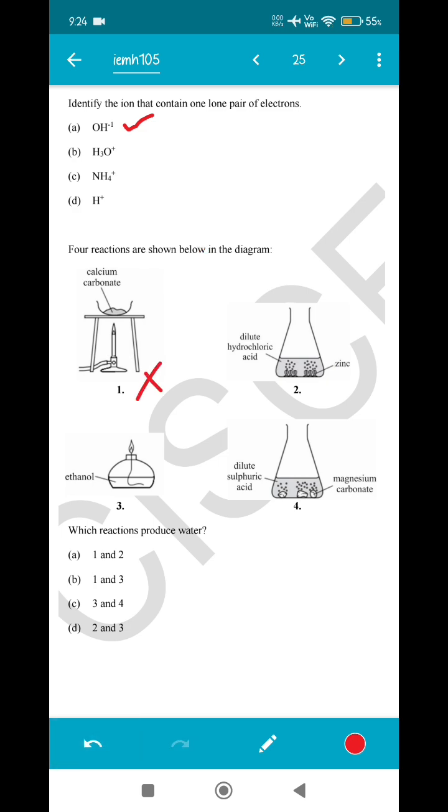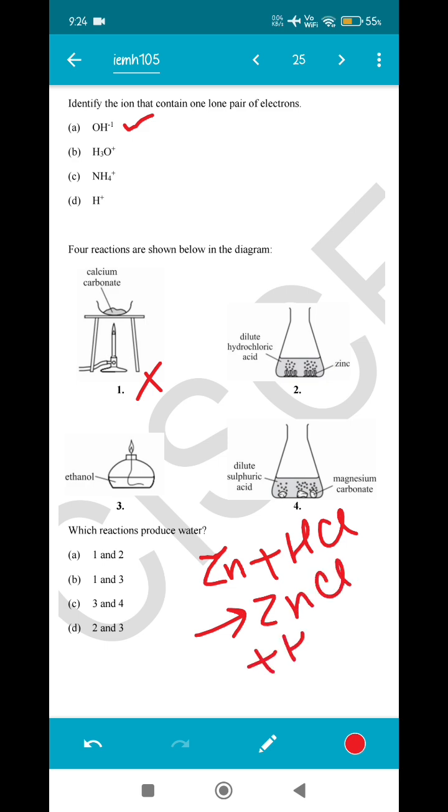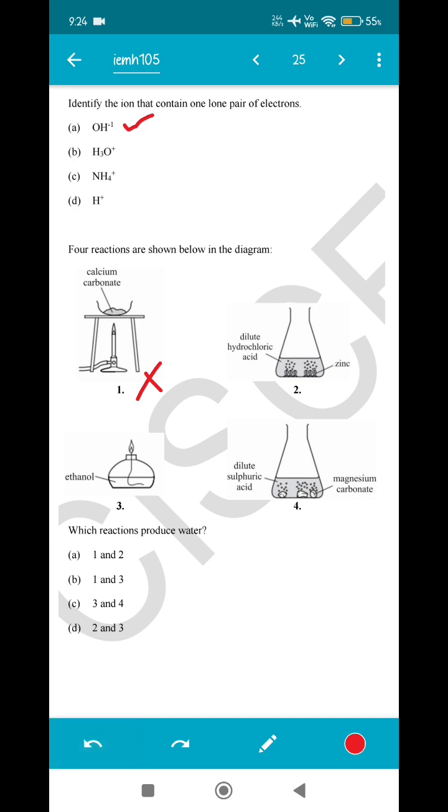Next is dilute hydrochloric acid and zinc. So we know that whenever a metal such as zinc reacts with hydrochloric acid or any other acid, we are going to get a salt and we are going to get hydrogen, not water. So the second option is also not correct.